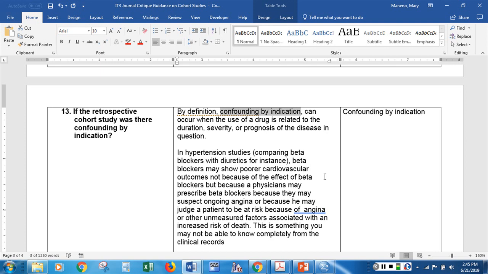The phenomenon was caught mostly in hypertension studies. The example was retrospective cohort studies that were comparing beta blockers with diuretics. Diuretics have been around for years, right? And so when beta blockers came onto the market, people started finding very funny results from retrospective cohort studies. Essentially, people using beta blockers had a higher risk of death compared to people who were taking diuretics. And that was counterintuitive, right?